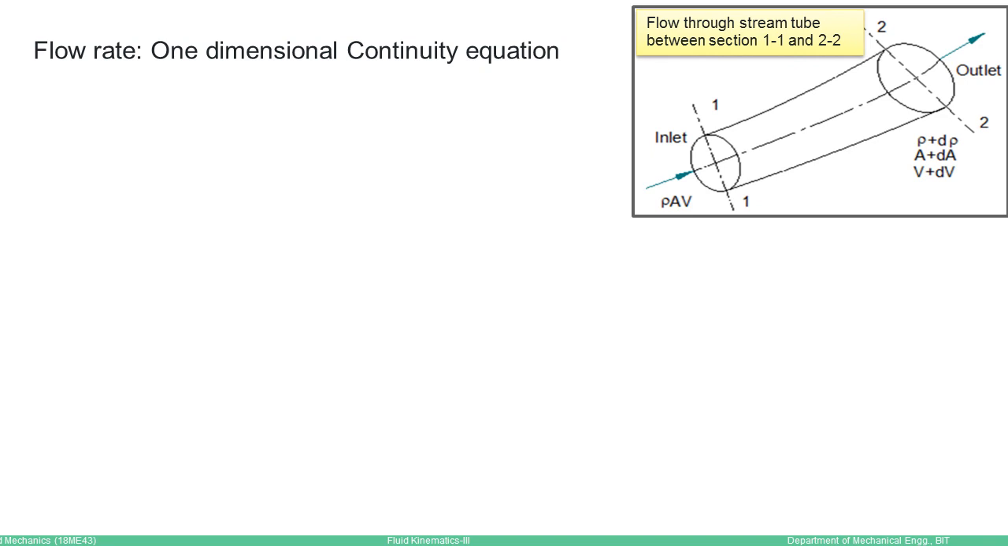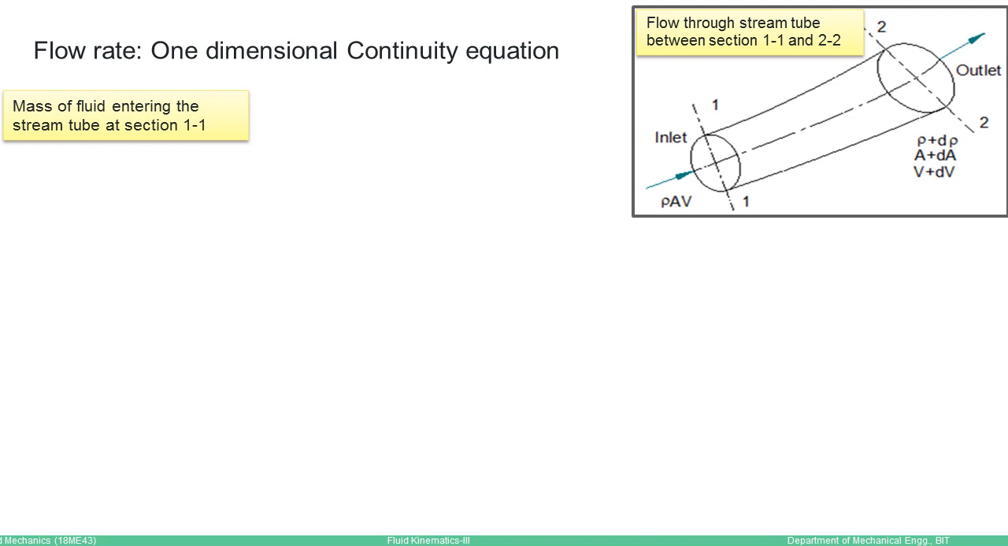Consider a flow through a stream tube between sections 1 and 2 as shown in the picture. The inlet is shown smaller than the outlet. So that is section 1 inlet, section 2 outlet. Rho is the density of the fluid entering section 1, A is the area of section 1, V is the velocity at section 1, and the incremental values at section 2 are rho plus d rho, A plus dA, V plus dV.